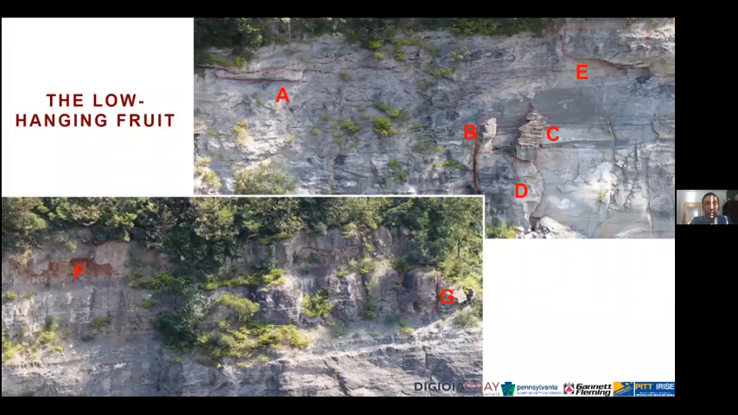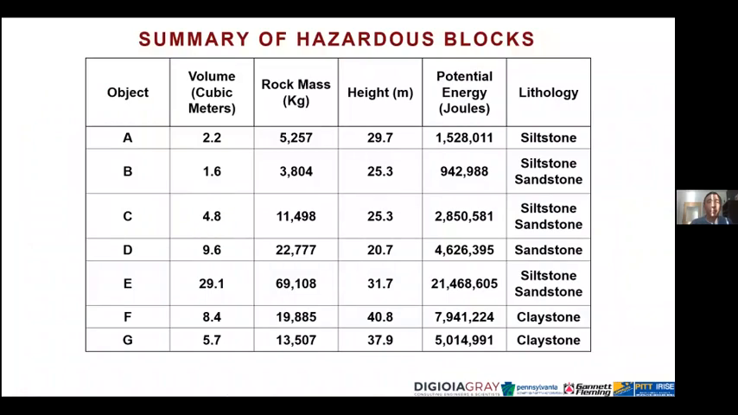So the first thing you're going to do with this is pick the low-hanging fruit, what I like to call the blocks that are going to fall eventually. And you can quantify the volume, the mass, the height, and then potential energy and the lithology, and all this gets plugged into ROCKFALL simulation programs like the Colorado ROCKFALL program.